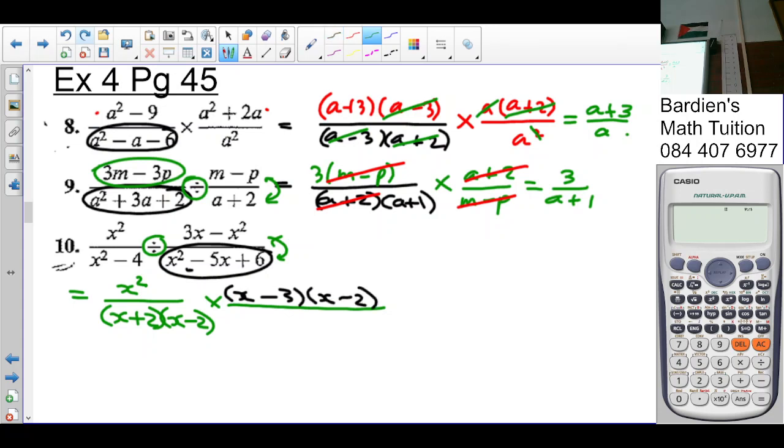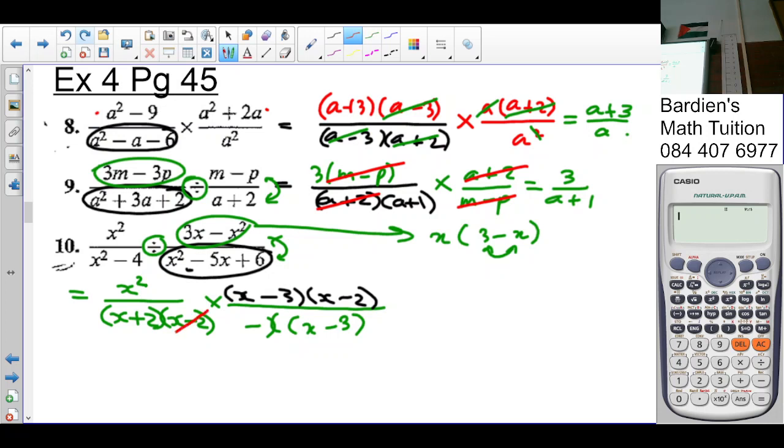But if you're looking at this here, I'm going to take out x as a common factor. I'm left with 3 minus x. So I'm going to swap that around. What's going to happen if I swap that around? Negative comes out, so it's minus x into x minus 3. So what happens now? Cancel. x minus 2 cancels x minus 2. x minus 3.